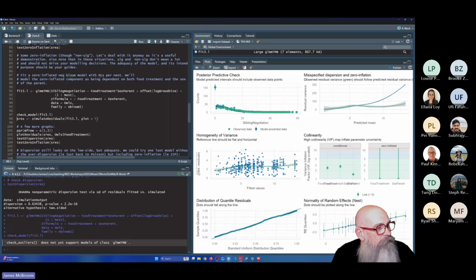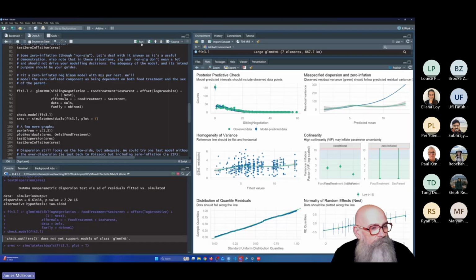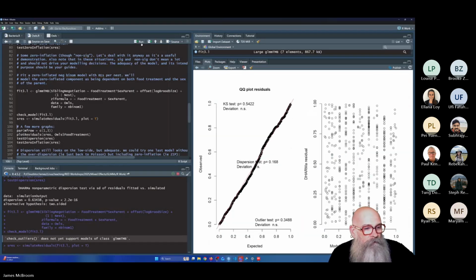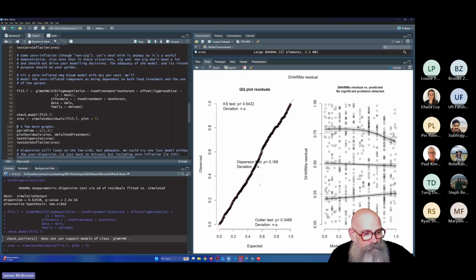We can check out the simulated residuals. Again, you can see the expected versus observed here on the left is looking excellent. We've got no problems here with the right either. Kolmogorov-Smirnov p-value is very non-significant. So is the dispersion, and so is the outlier test. So I think we've probably hit a winner here with this particular model.